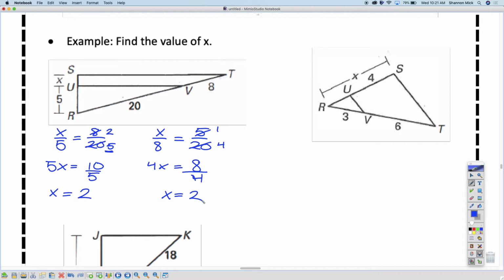Now, on this one, would you do the same thing as what that was, like X over 4 equals? Okay, now, what's X this time, though? RS is the longest? It's the whole thing, right?